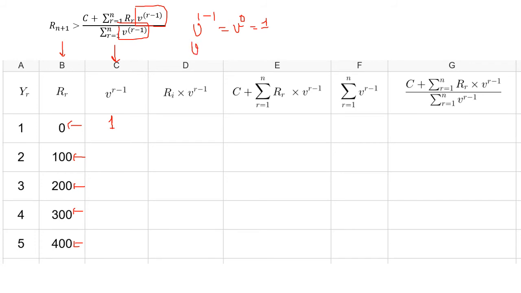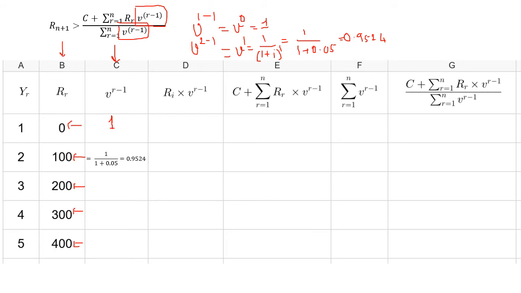Then for r equals 2, v raised to 2 minus 1 is equal to v raised to 1, which is 1 upon 1 plus i, where i is 0.05, equals 0.9524. You can just pause the video and verify that value. 1 upon 1 plus 0.05 comes out to be 0.9524. Hence, this comes out to be 0.9524.